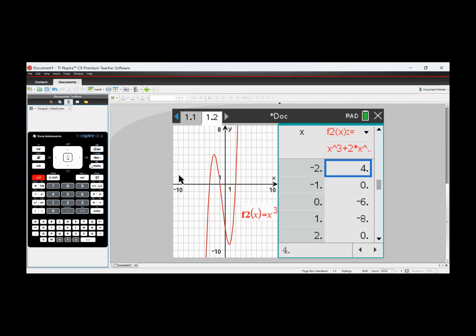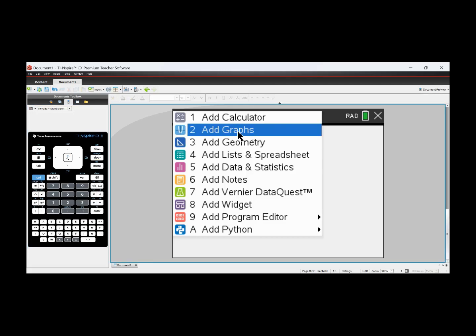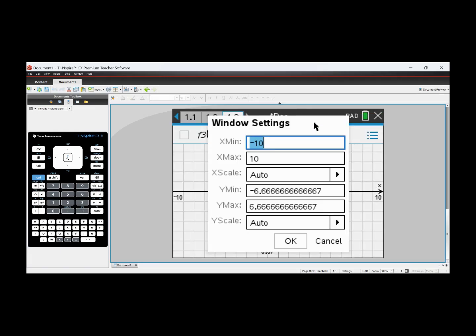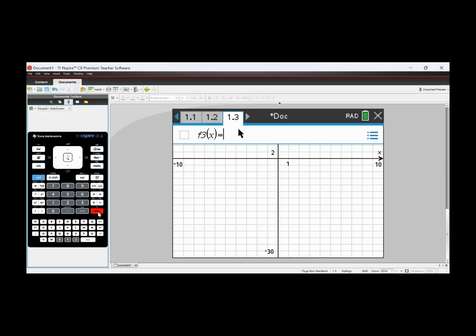Then I'm going to add a new page. You can pause this as you need to so that you can plot the points. Okay, pause as you need to. Control Dock, add a graph page. Again, I'm going to change the window zoom and the window settings. My x's are still from negative 10 to 10, and I'm counting by ones. However, my y-min is negative 30. My y-max is 10, tab, and I'm counting by 2s. So be careful because we're counting by 2s on the y-axis. Click OK.